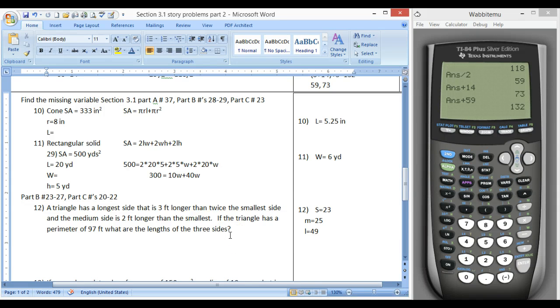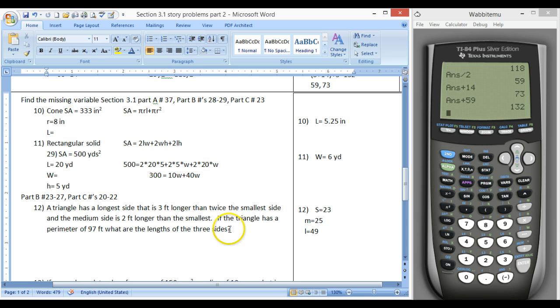To help shorten things, this is now part 3 of section 3.1, where we're going to go through some story problems and also some more of the equations for surface area and so forth. So our first example is starting with a cone. We were given a surface area of 333 inches squared and a radius of 8 inches.